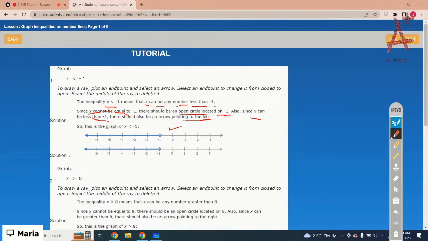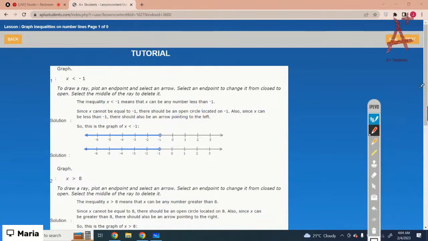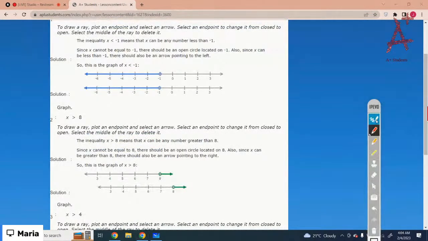Okay, the next one is x is greater than 8. That means the inequality x is greater than 8 means it can be any number that is greater than 8. Got it? So x cannot be equal to 8. So on 8, it is an open circle. So x is greater than 8, so you have to draw an arrow that is pointing to the right hand side. Got it?